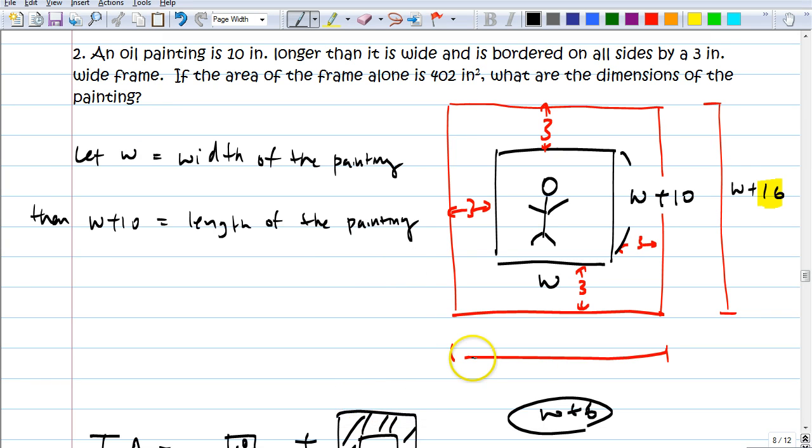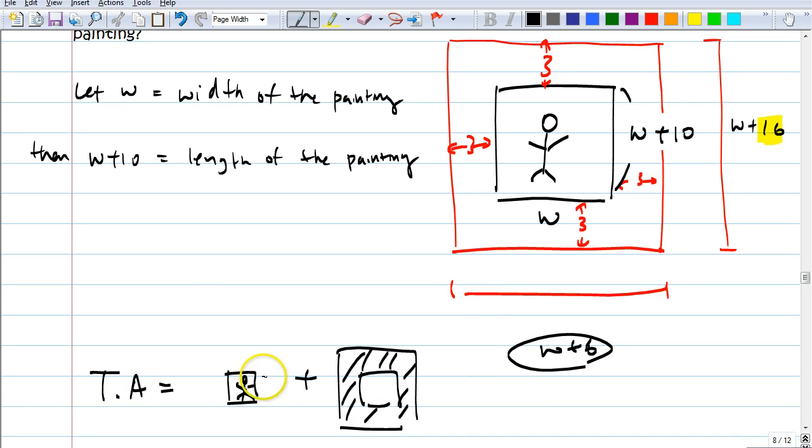Okay, who thinks they know how to do this? Here's the picture. The total area is the picture plus the frame, right? So what do I write here? One person knows? Somebody tell me what to write. Lisa, can you tell me what to write? Right.